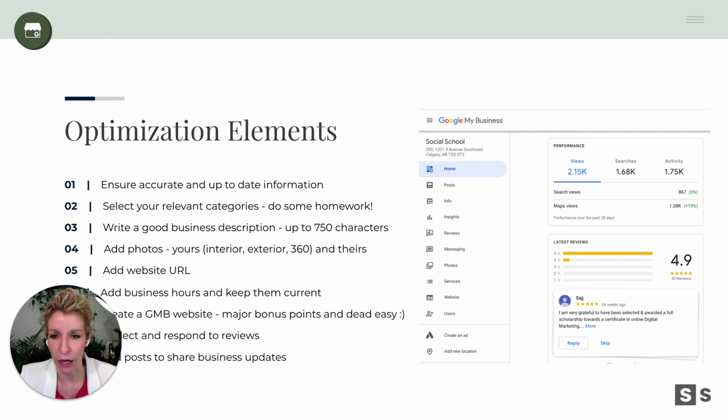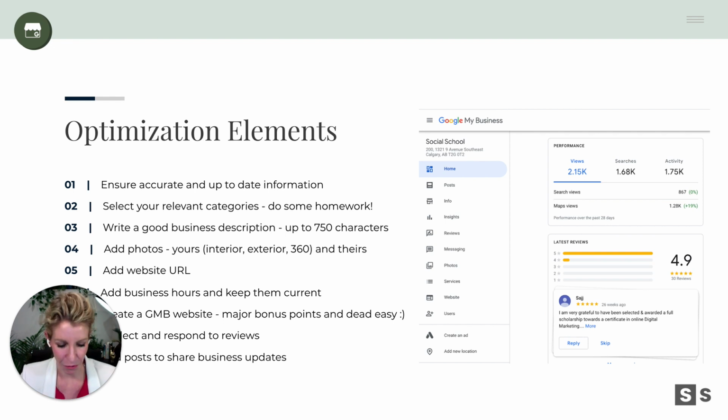But what else? Okay, the categories. This is where we're going to do some homework and we're going to determine what others are using in addition to what we think we should be using in order to rank higher. Then a good business description. This is your opportunity to sell it, to say it and sell it. 750 characters is a lot. You're going to want to use their language, not yours, which we'll look at in a minute.